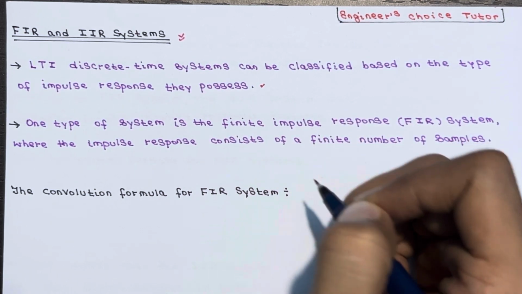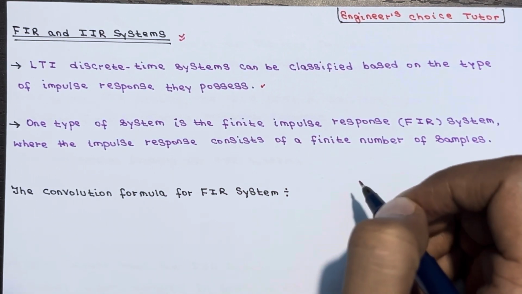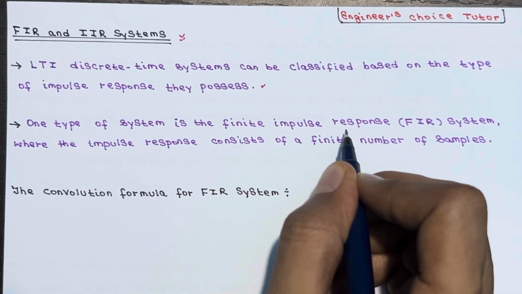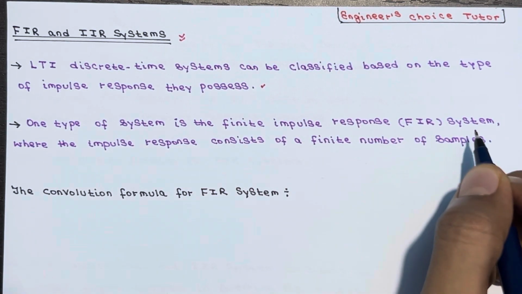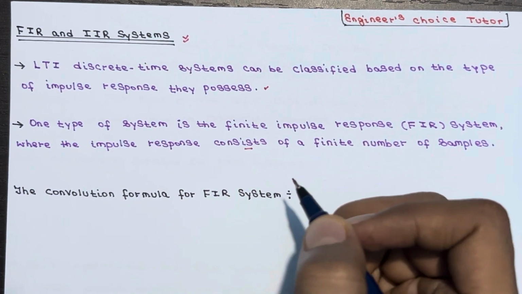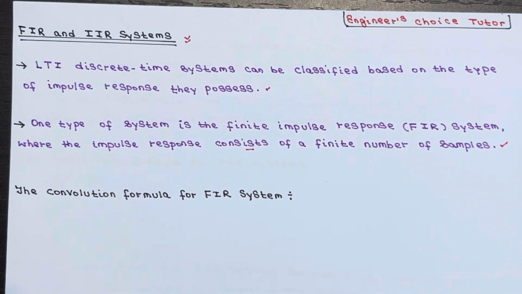So let's first understand what we mean by an FIR system. One type of system is the finite impulse response system, the FIR system, where the impulse response consists of a finite number of samples. Clear? If the system is finite, the impulse response consists of a finite number of samples, like 5 samples, 10 samples, 15 samples, not infinity.